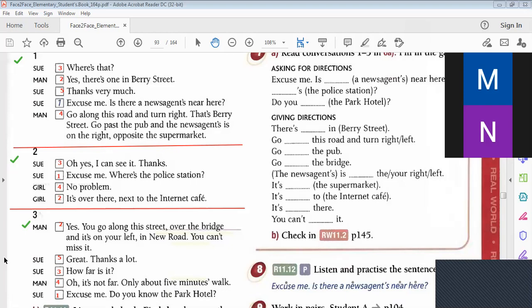Excuse me, do you know the Park Hotel? Yes, you go along the street over the bridge and it's on your left in your road. You can't miss it. How far is it? Oh, it's not far, only about 5 minutes walk.